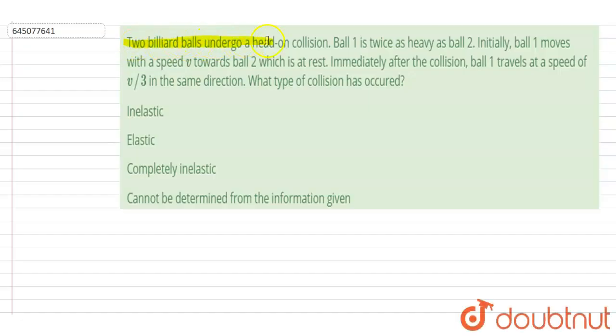Hello everyone. Two billiard balls undergo a head-on collision. Ball 1 is twice as heavy as ball 2. Initially, ball 1 was moving with velocity v towards ball 2, which was at rest. Immediately after the collision, ball 1 moves with velocity v by 3 in the same direction. What type of collision is this?